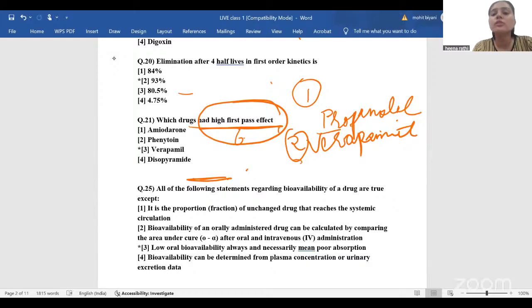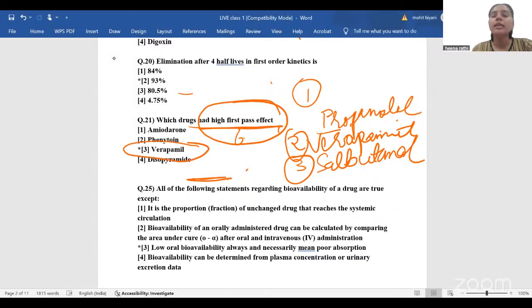Another drug which shows high first pass metabolism is salbutamol. Salbutamol is an anti-asthmatic drug, a bronchodilator, and it also shows first pass metabolism. Among the options, amiodarone is an anti-arrhythmic drug, phenytoin is an anti-epileptic drug, verapamil is a calcium channel blocker, and disopyramide is listed as another drug. Of all of them, the main drug which shows high first pass metabolism is verapamil.